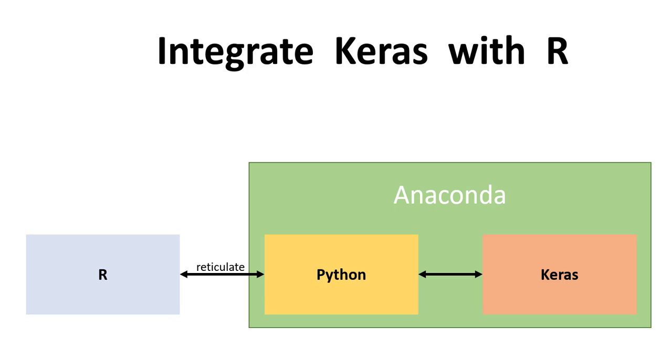We will install Python and Keras inside Anaconda because Anaconda is a simple and easy to use package manager and it takes care of the dependencies. We will make R and Python communicate with each other through the Reticulate package. Reticulate serves as a bridge between R and Python. So let's get started. We have to first install Anaconda.